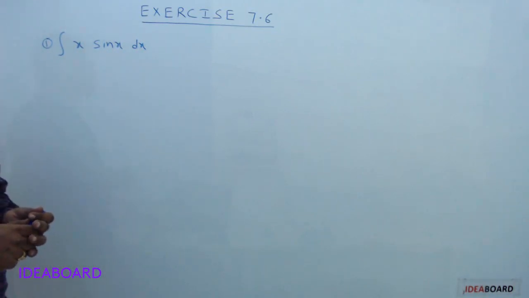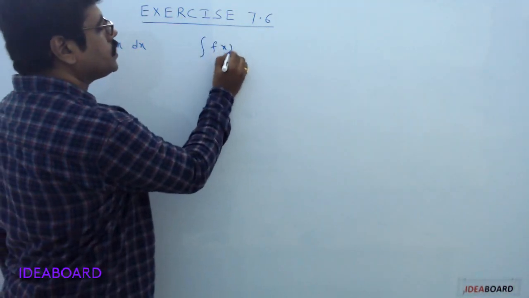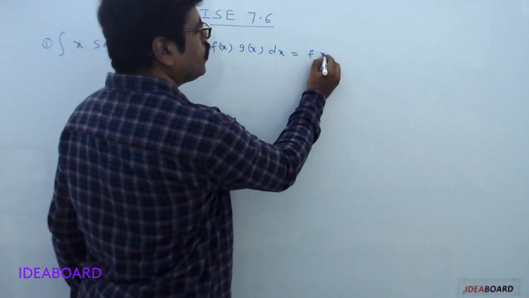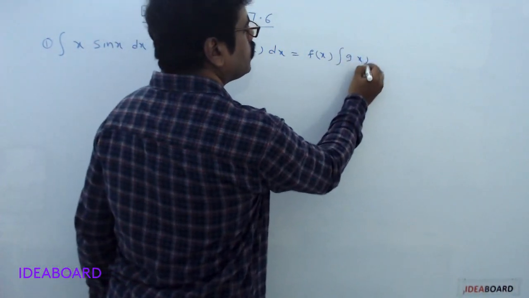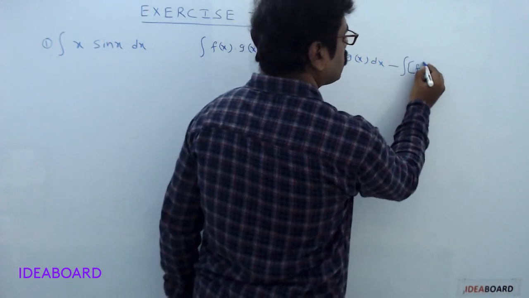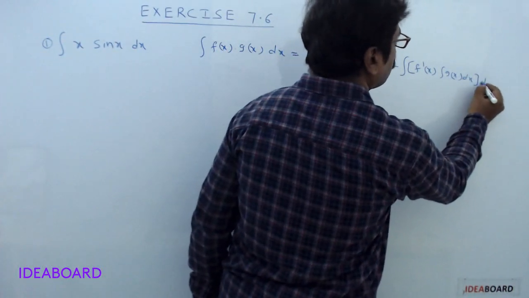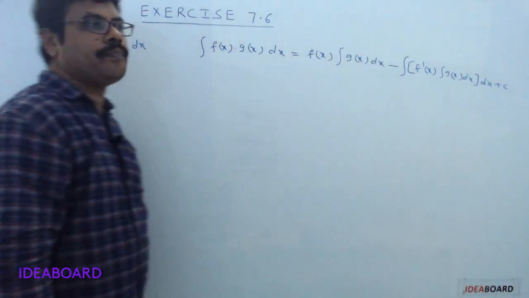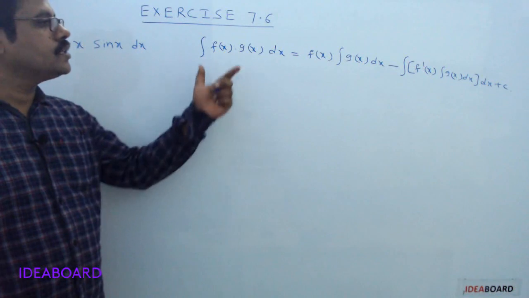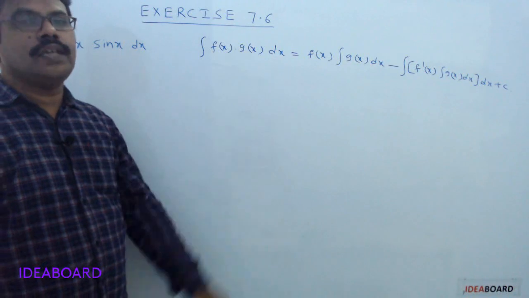Now what is the formula of integration by parts? Integral f of x into g of x dx equals f of x into integral g of x dx minus integral of f dash of x into integral g of x dx into dx plus some constant c. This is our integration by parts formula. Before you apply this formula, choose the functions f of x and g of x.